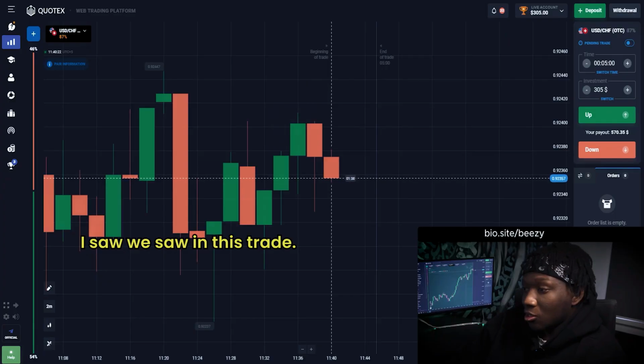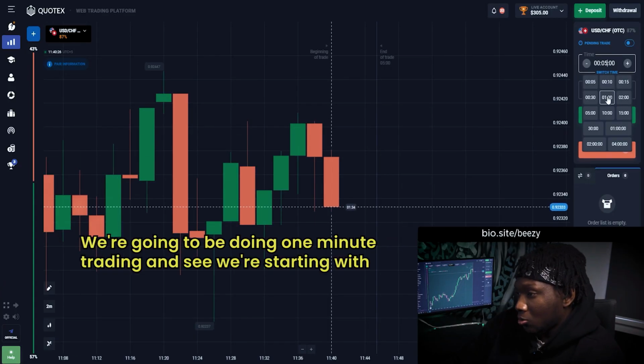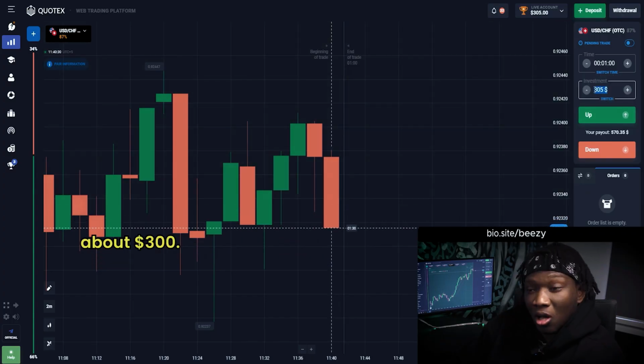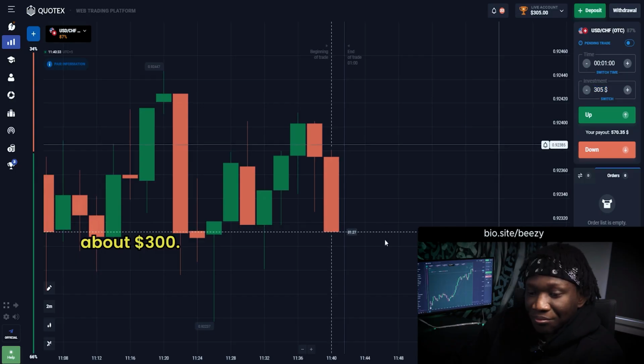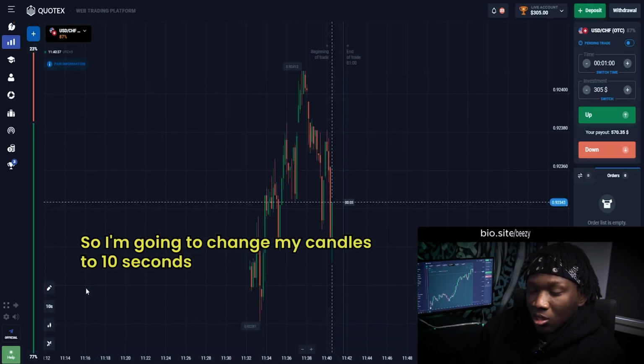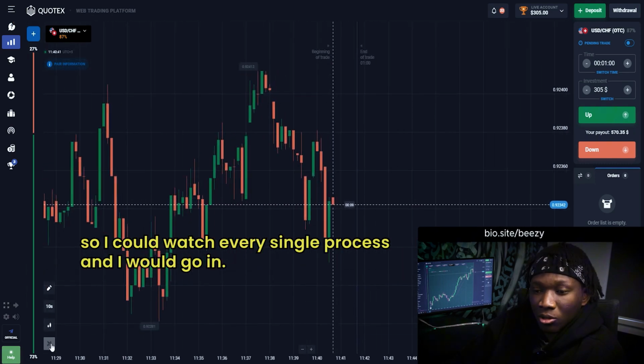Alright, so we're starting this trade. So first we're gonna change our time into 1 minute because we're gonna be doing 1 minute trades. You can see we're starting with about $300. So I'm gonna change my candles to 10 seconds so I could watch every single process and how it's going.